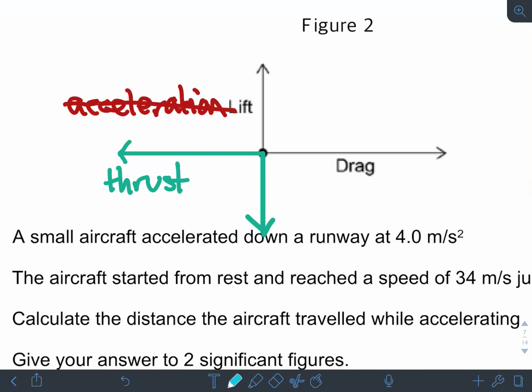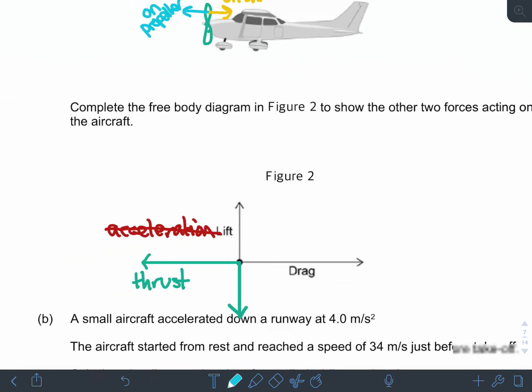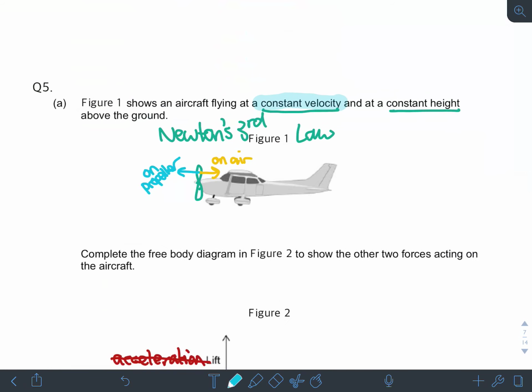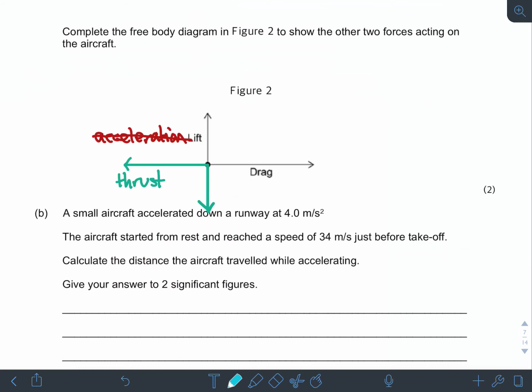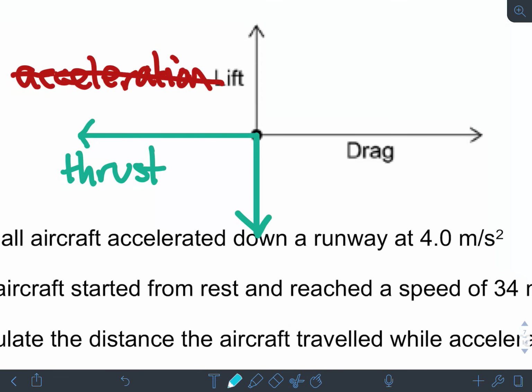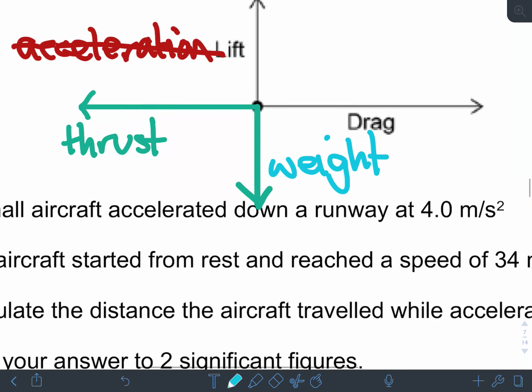It's not called the acceleration. We know the plane is not accelerating. Look, it's at constant velocity. Okay, so please do not make that mistake again. Now, what about this one? What's balancing the lift? Well, it's fairly easy. It's the weight. Okay, so the weight of the plane acting down.